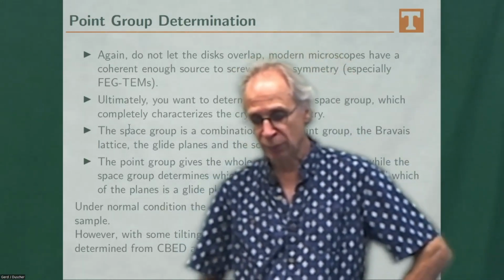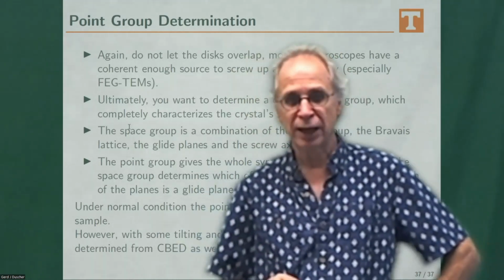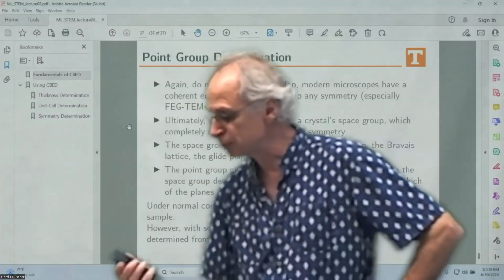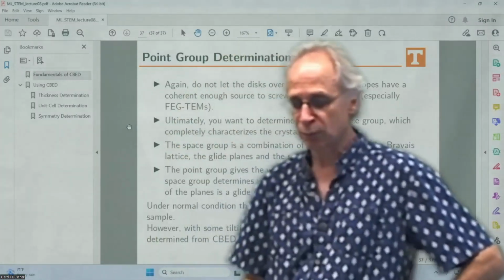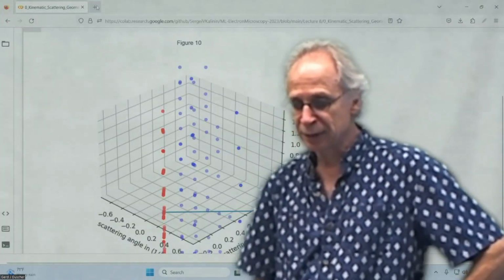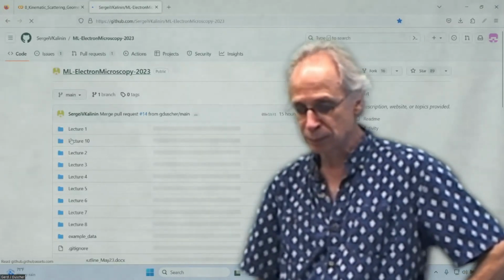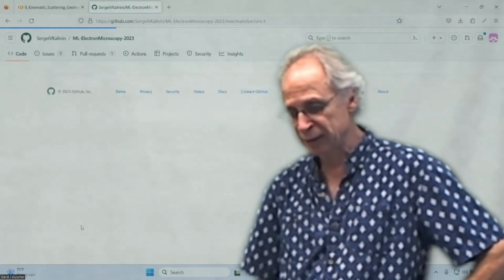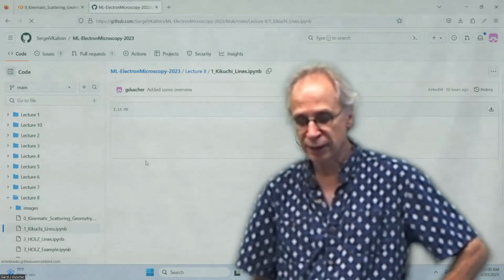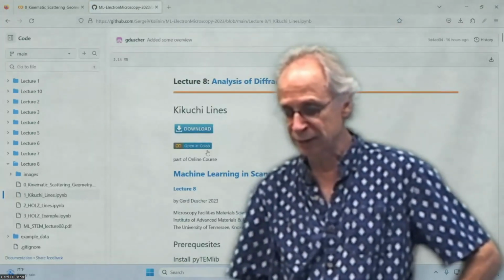Okay, we talked all about that already. So let's look at how accurate that stuff is, and we do that with our notebooks. More or less on time, a bit behind. So we go and start the next notebook. It's under lecture 8, the Kikuchi lines. And I guess we have to go through that one a little bit faster so that we can talk about Holz lines a little bit more.